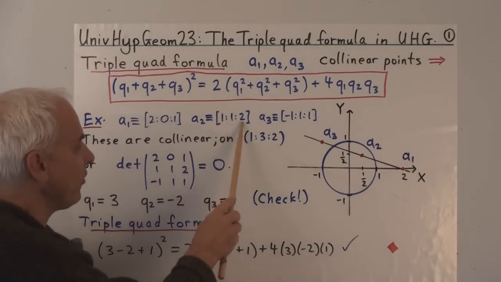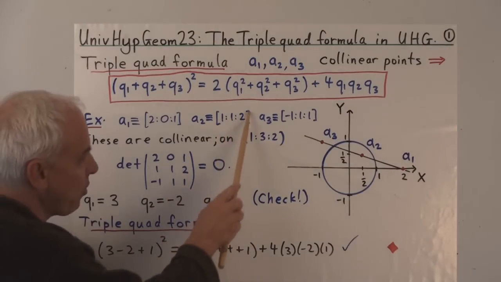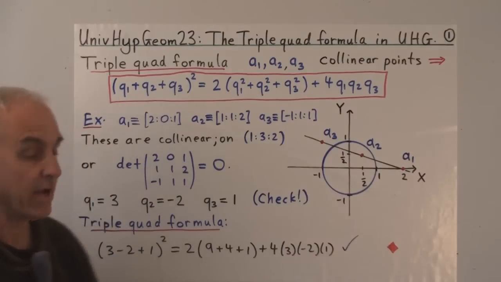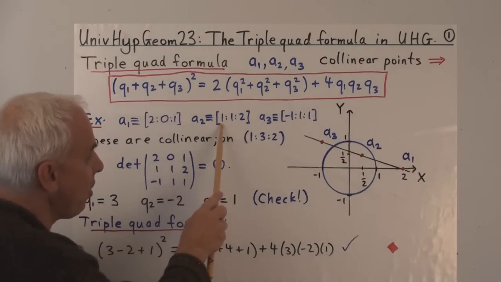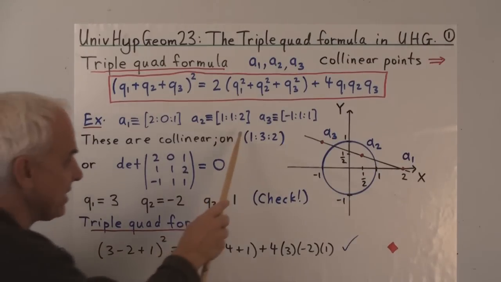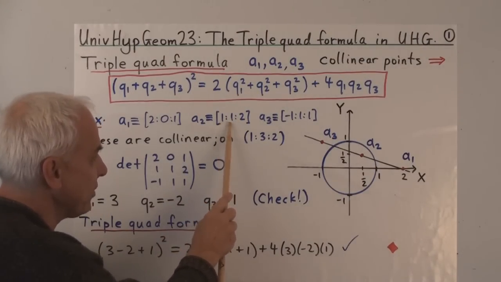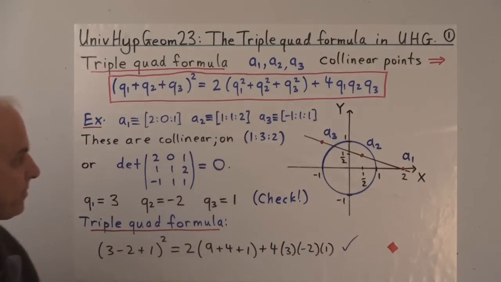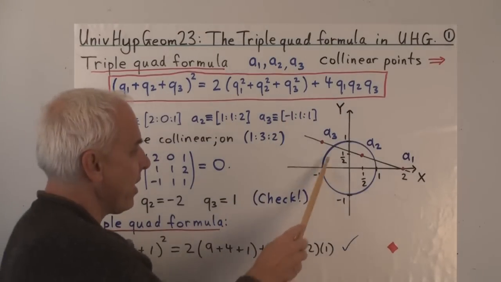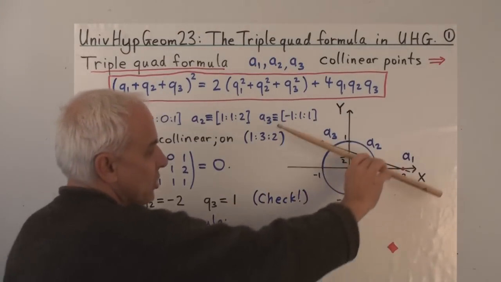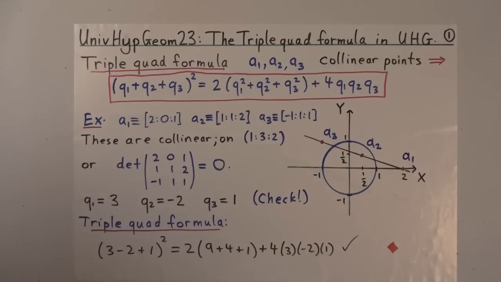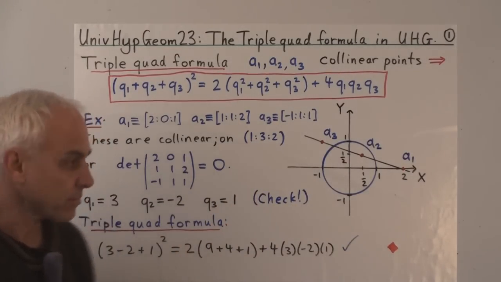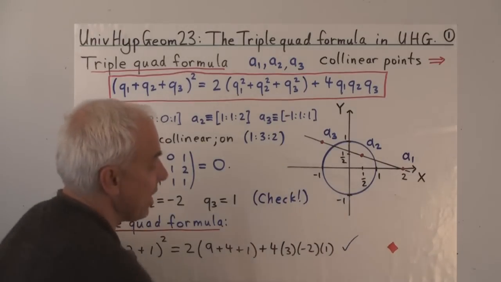How about this point, 1, 1, 2? Here the Z coordinate is not equal to 1. So if we want to relate this to a point in the XY plane, we should divide all 3 numbers by 2, making that Z coordinate equal to 1, and then the X and the Y coordinates are 1/2, 1/2. So there's how we picture A2. And A3 is minus 1, 1. It's right up there, and you can check that those 3 points are collinear. In fact, they all lie on the line 1, 3, 2. Let's check that. That's the equation of this line.